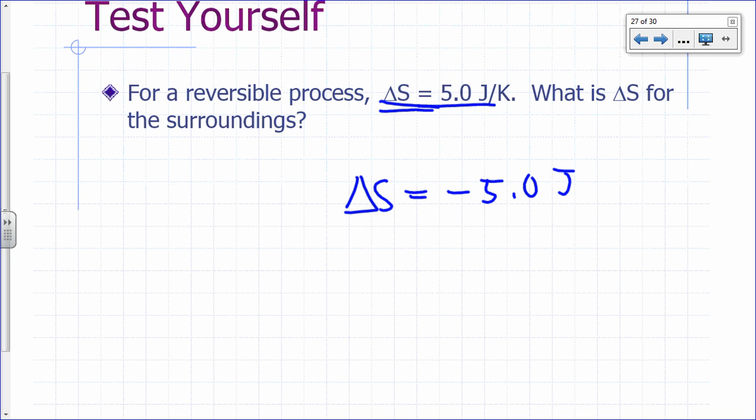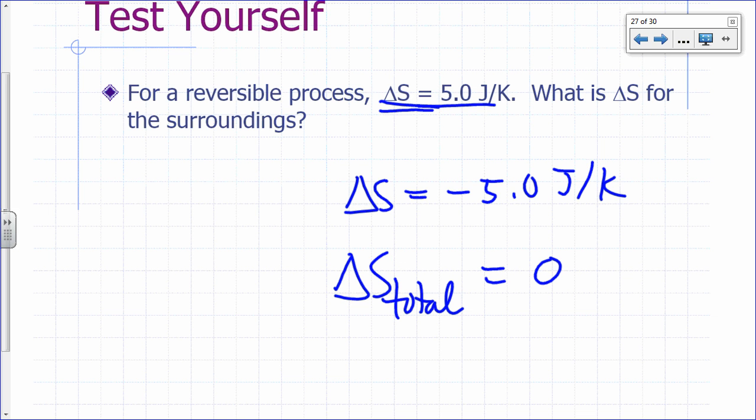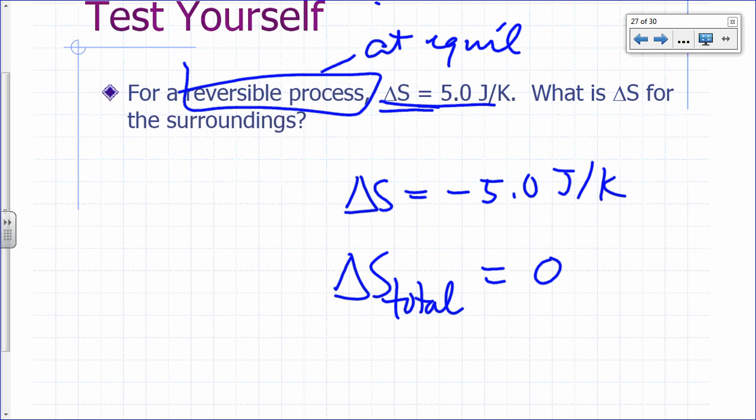Negative 5.0 joules per Kelvin. And what's the total delta S for the universe? It's going to be 0. That's always true for a reversible process. Because what happens in a reversible process? Each step of the way, your system and surroundings are at equilibrium.